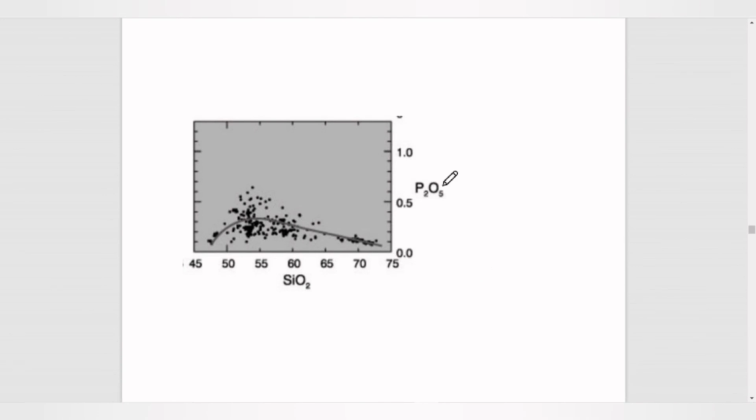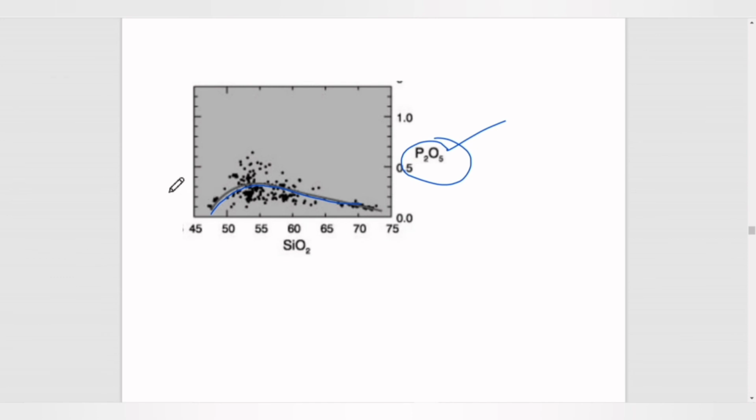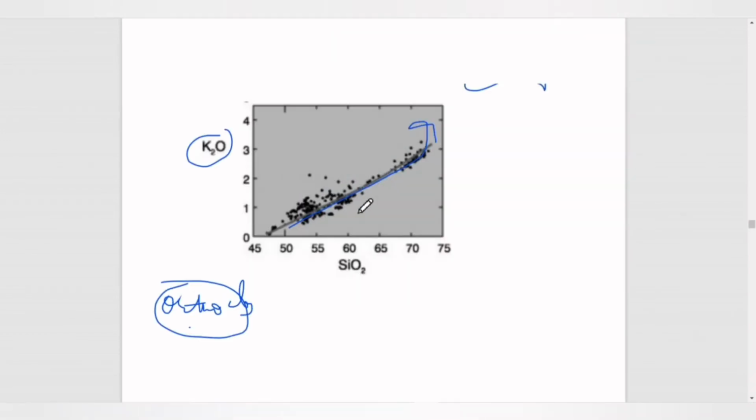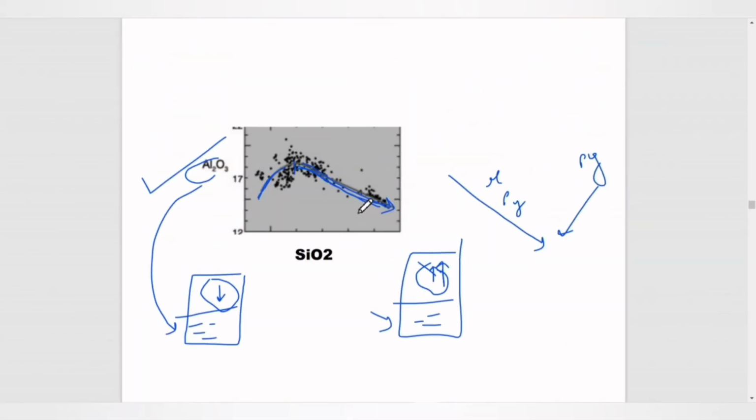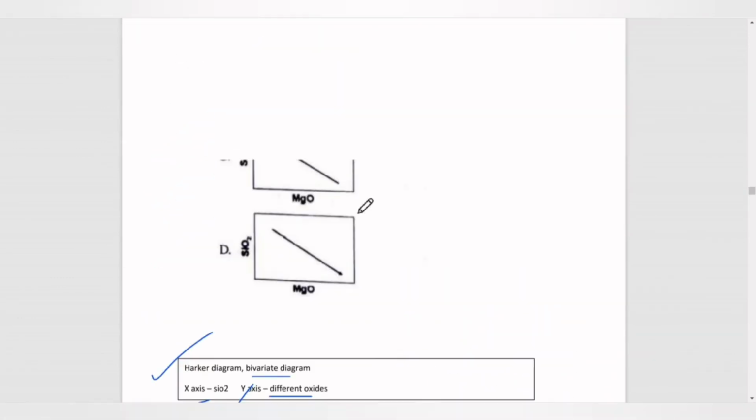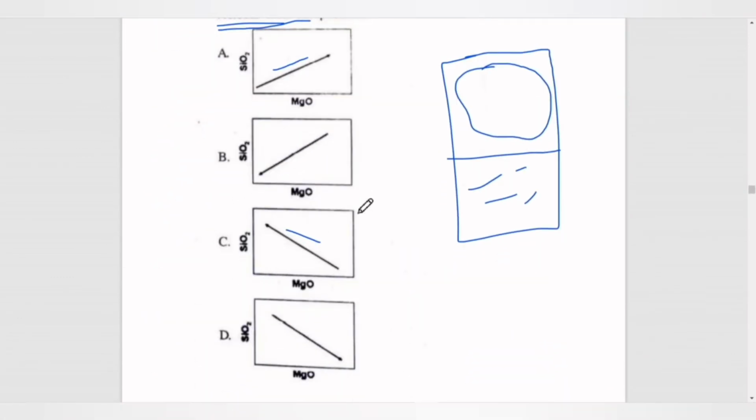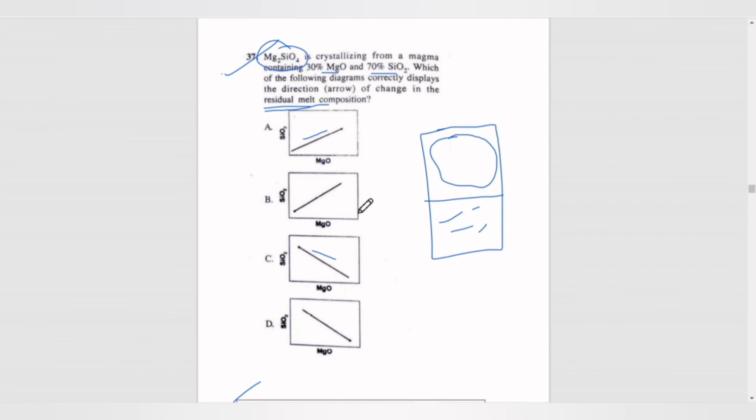Next one is P2O5. In the case of P2O5, we will not see much variation. Why? Because it is a trace oxide. So that is why we will not see that much variation. Initially it will be high, and after that it will reduce. Based on this fact, which we have read right now, from the explanation you can see what the answer will be.